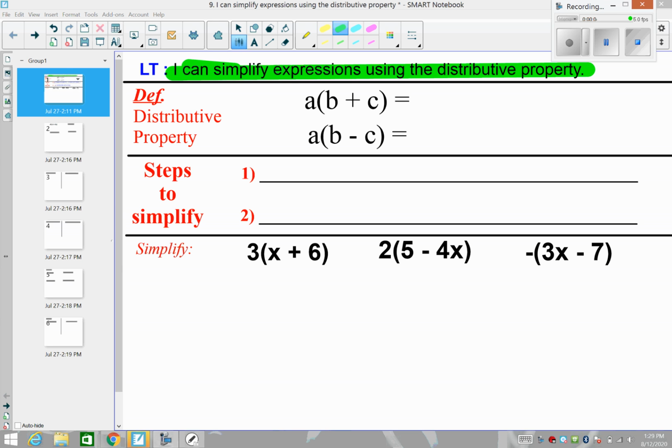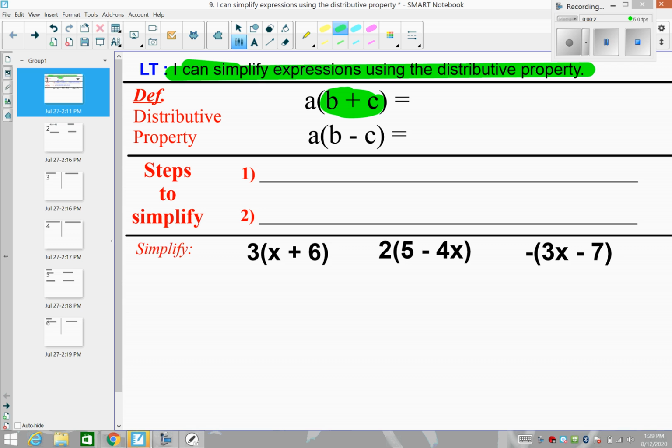Hey, math friends. So our learning target today is I can simplify expressions using something called the distributive property. So you're super familiar with the idea of PEMDAS, right? Where you have to do what's inside the parenthesis first, and then we move to exponents, multiplication, division, addition, subtraction. So that always holds true when we're trying to simplify an expression.